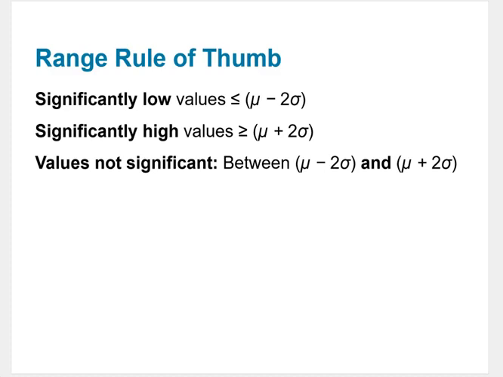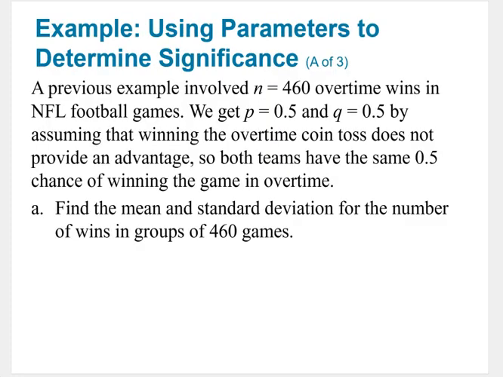Rule of thumb still holds for range. Still 2 standard deviations in either direction will be considered significant. If you are less than 2 standard deviations away from the mean, you are not considered significant. So that's the same rule that we've seen over and over again.